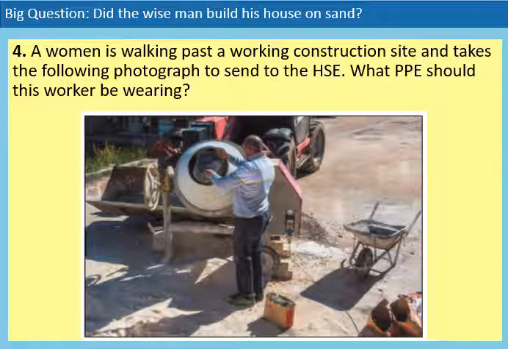Okay, so this is question 4. This is also a past exam question that I took from a past paper. Let's read it out. Question 4. A woman is walking past a working construction site and takes the following photograph to send to the HSE. What PPE should this worker be wearing?